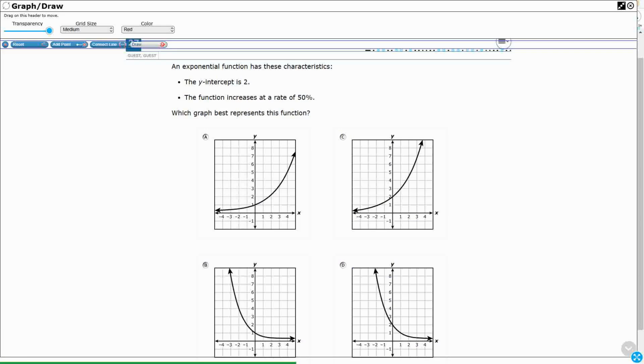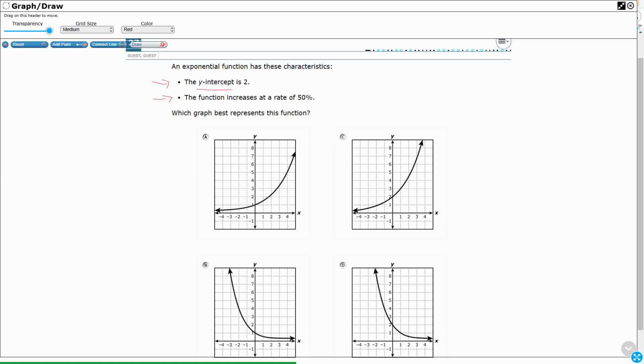All right, so we have this set of clues here, and we can actually solve this problem without using the calculator. We can go ahead and graph it on decimals just to be sure. But take a look at this. We have an exponential function that has these characteristics. All we need are these two clues, and we're good to go.